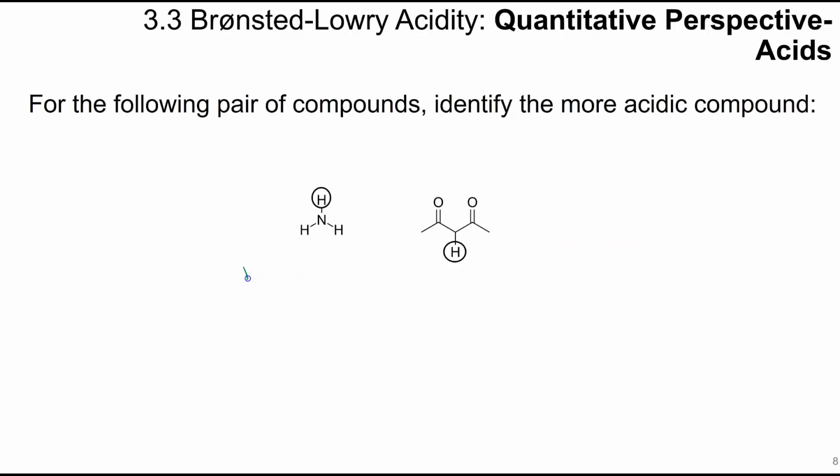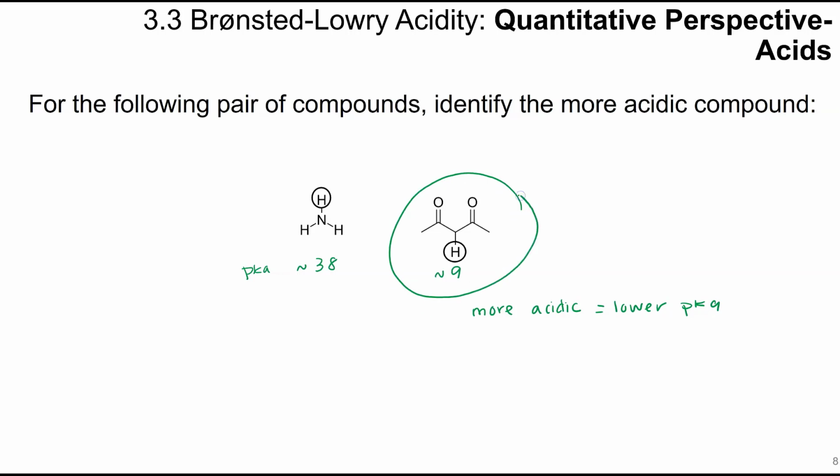So this one, the pKa is around 38. This one was around 9. So the more acidic compound will have a lower pKa. So that will be that guy right there.